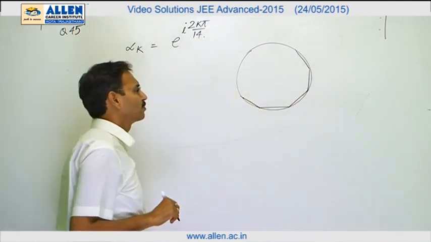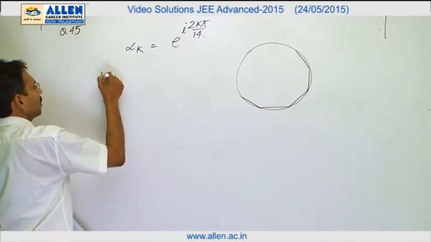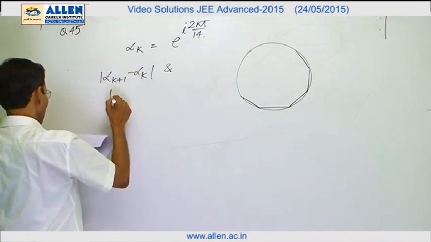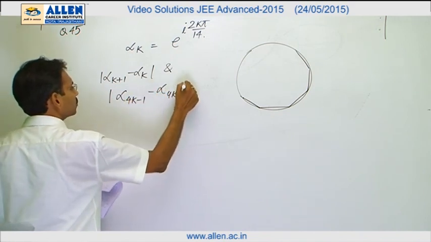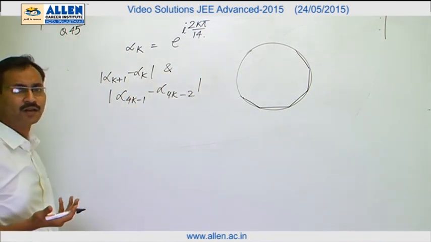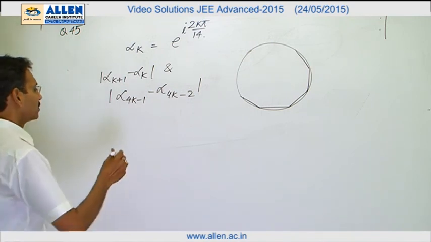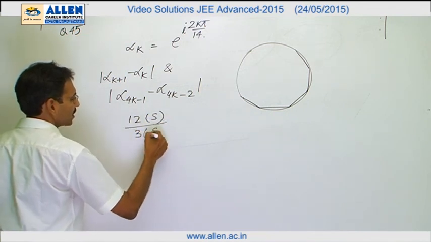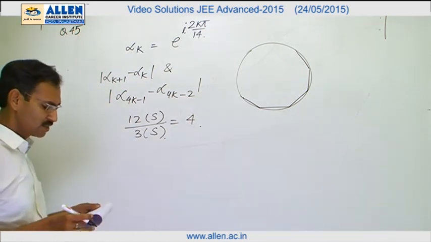And what is asked in the problem is this: mod alpha k plus 1 minus alpha k and mod alpha 4k minus 1 minus alpha 4k minus 2 are two sides of this regular polygon, and the length will remain the same. So in the numerator this is given as 12 times the side, and in the denominator it is 3 times the side, therefore the value will be 4. So the answer is 4.